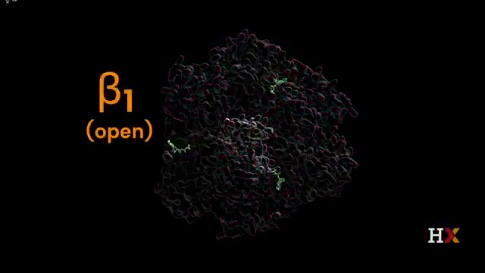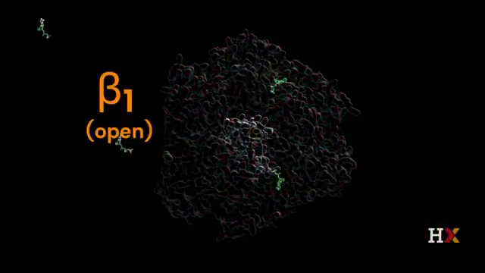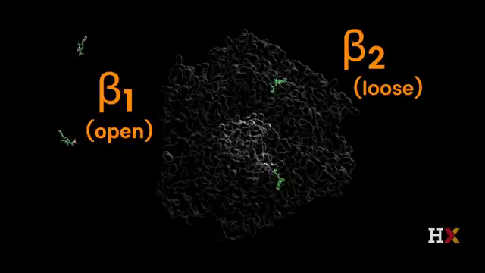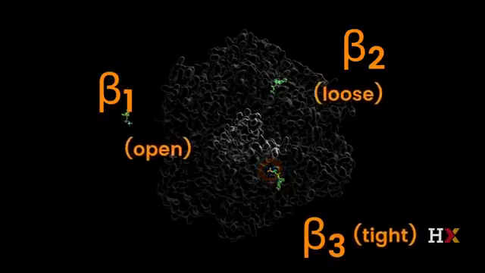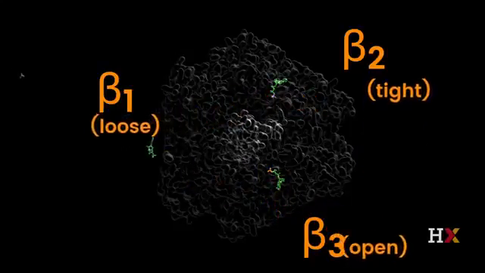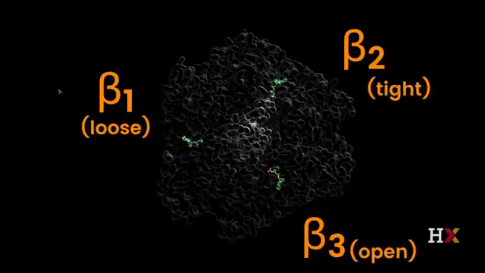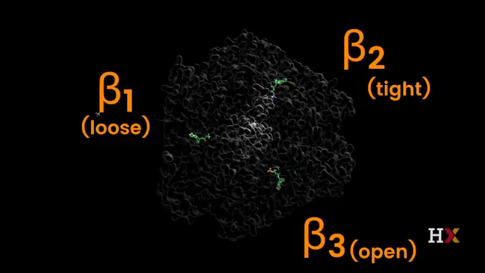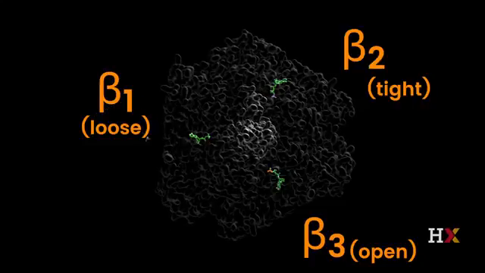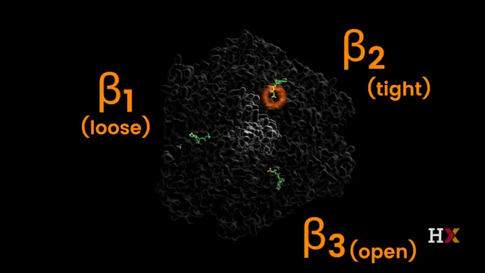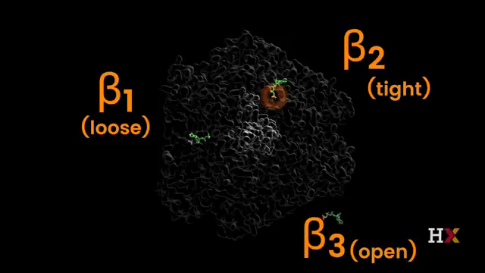Let's start with beta 1 in the open configuration, beta 2 in the loose configuration, and beta 3 in the tight configuration. As the gamma subunit rotates 120 degrees, beta 1 switches from open to loose, locking in the substrates. Beta 2 in turn goes from loose to tight, driving the catalysis of ATP. And beta 3, that was originally tight, switches to open, releasing the ATP product.